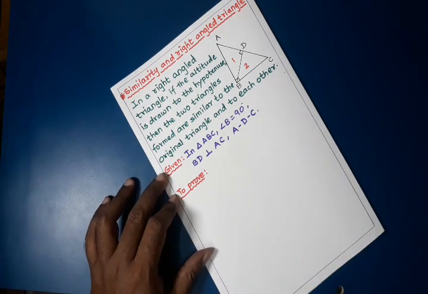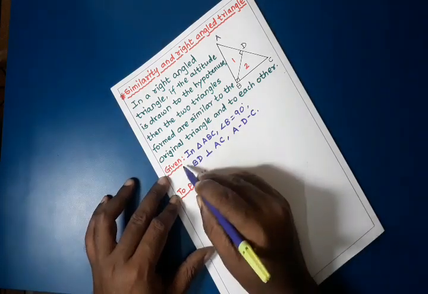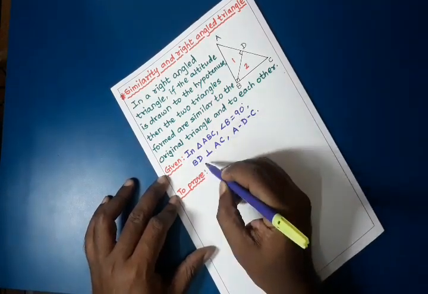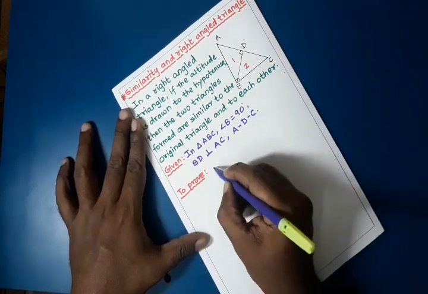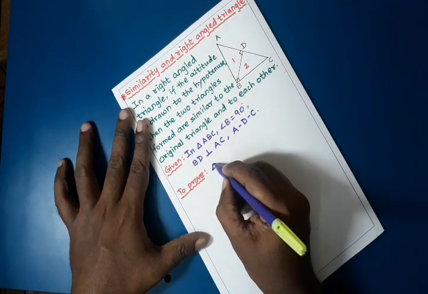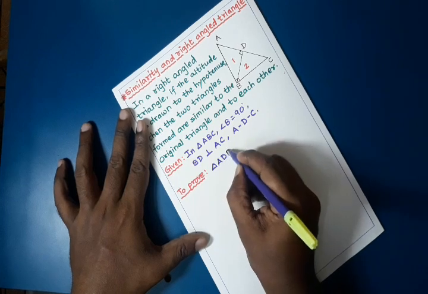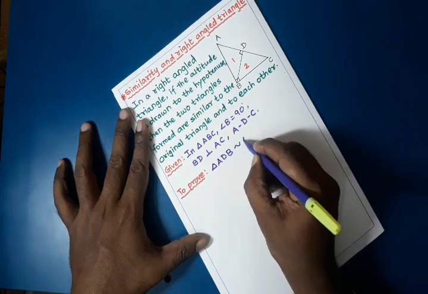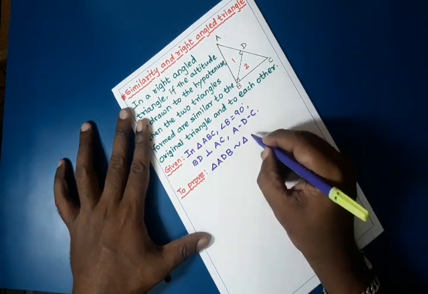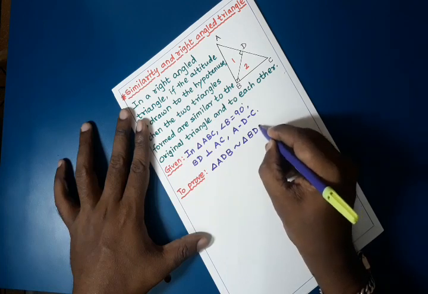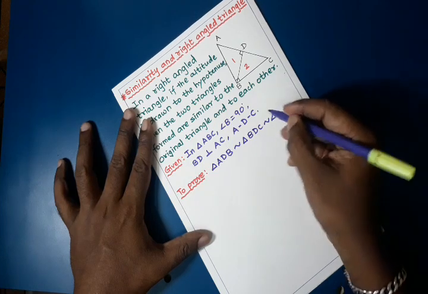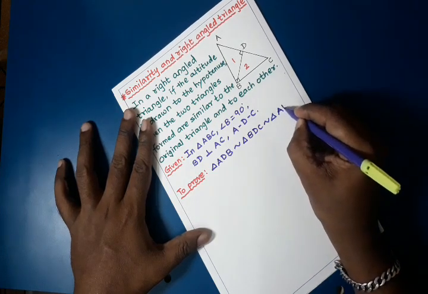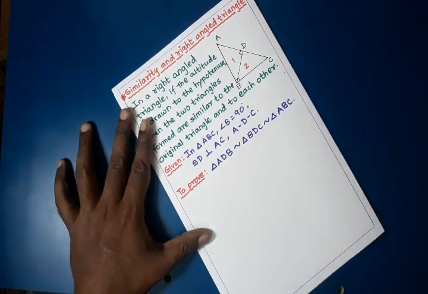Now see, given in triangle ABC, angle B is equal to 90 degree, BD is perpendicular to AC and A-D-C. Then we have to show that triangle ADB is similar to triangle BDC, and these two triangles are similar to the original triangle, that is triangle ABC. Let's start our proof.